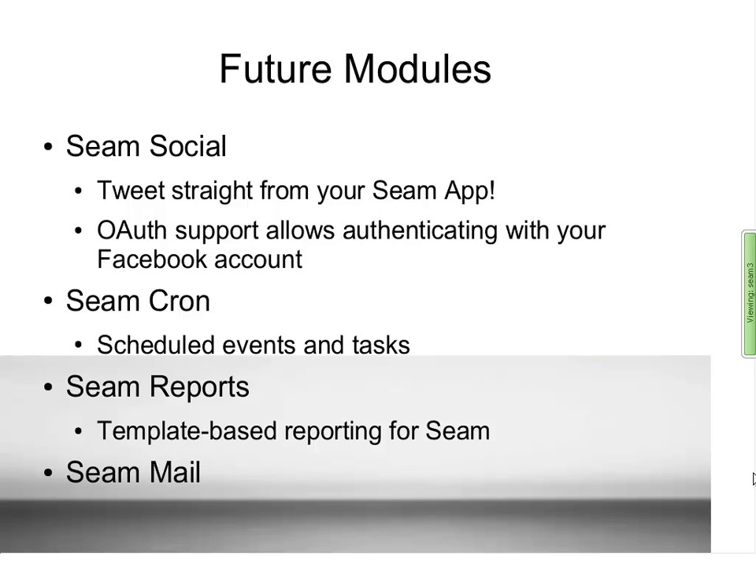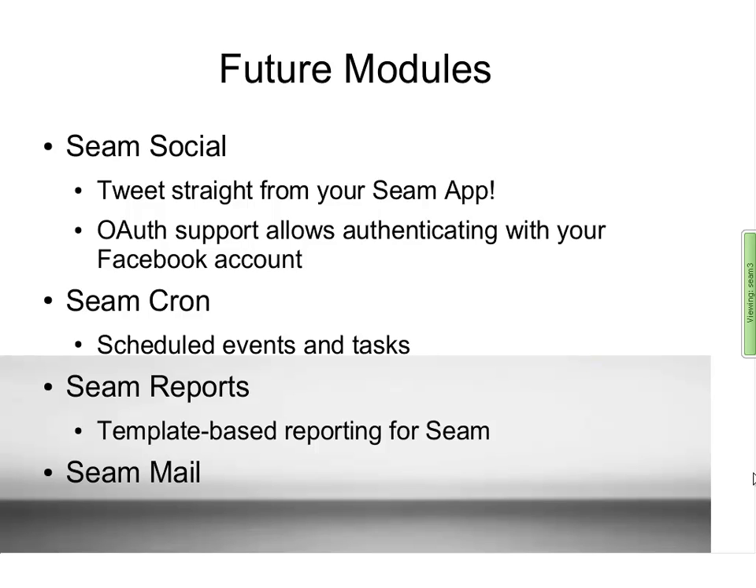Very briefly, I'd like to mention some of the newer modules that we have currently under development. First off, we have Seam Social. What this module does is allow your application to integrate with a number of online social networking services, such as Twitter and Facebook. The next one we have is Seam Cron. This module you can use to schedule automated events.